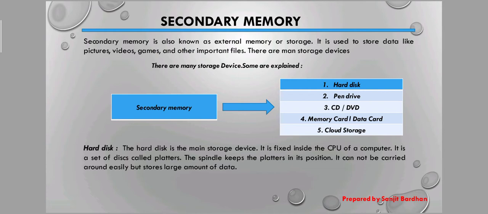That means nowadays the hard disk can be 1 TB, 2 TB data storage capacity. Nowadays a hard disk can store data of approximately 1 TB or 2 TB. Second is pen drive. So move on to the next page.